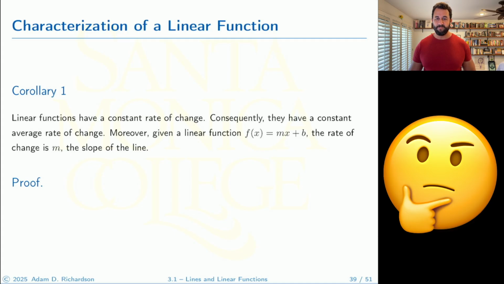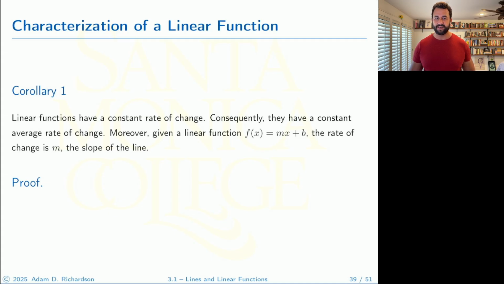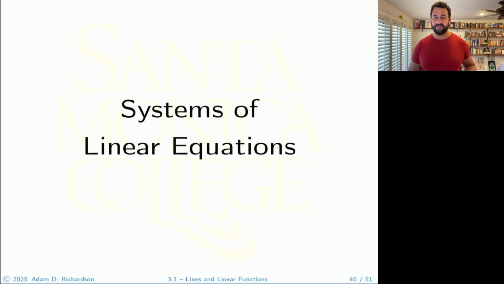And maybe I have to admit that this sounds almost a little too obvious, right? Where you're like, well, yeah, they have a constant rate of change and a constant average rate of change because of the slope and yada yada yada, right? Well, we're going to prove it, but we're going to prove it in activity. So that's going to be one of your activity problems. You're going to prove that they have a constant average rate of change. If you want a hint for how to do it, use the formula for the average rate of change and see what you get. Okay. All right. So that covers lines and linear functions.